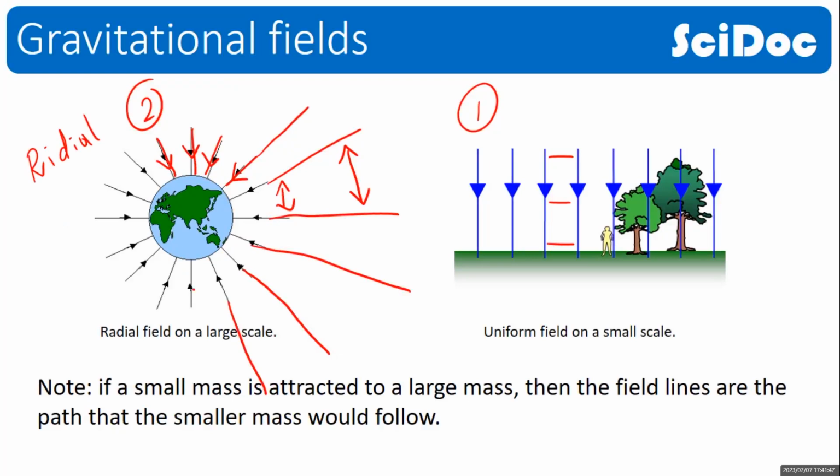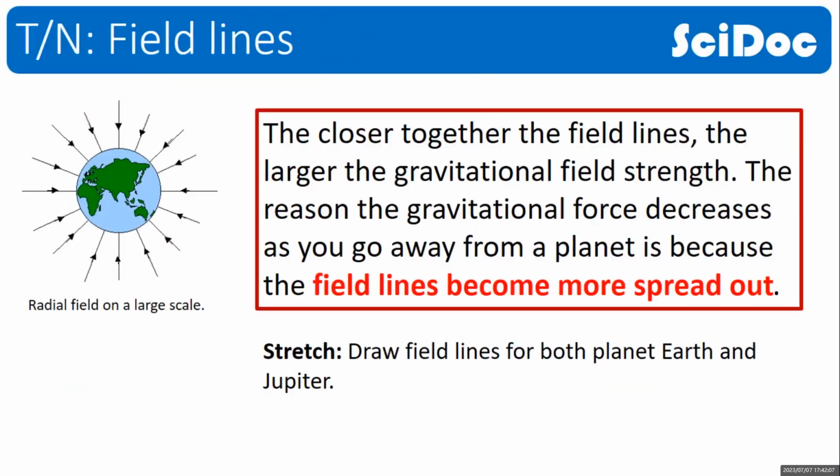And when we look at a larger scale, we find that the field around the earth is not uniform. But when we look at a smaller scale, for example, in this classroom, if we were able to see the gravitational field, we would view it as a uniform field. The closer together the field lines, the larger the gravitational field strength.